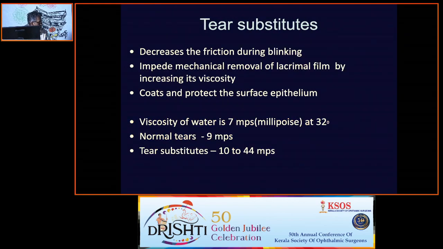So tear substitutes in general reduce the friction during blinking. And if you look at the viscosity of it, normal tears is about 9 millipoise, and tear substitutes are anywhere between 10 to 44, which tells you that it's slightly viscous, and there is some amount of blurring, which is usually transient.